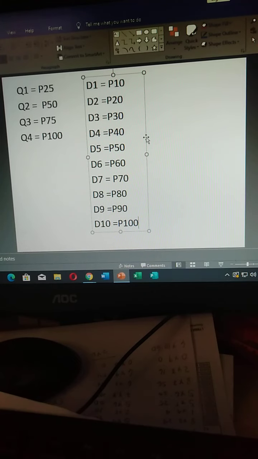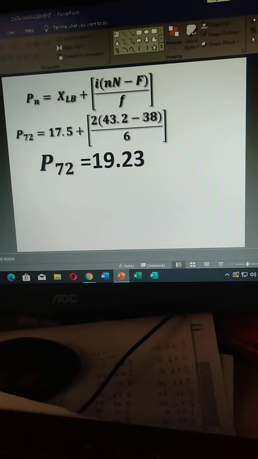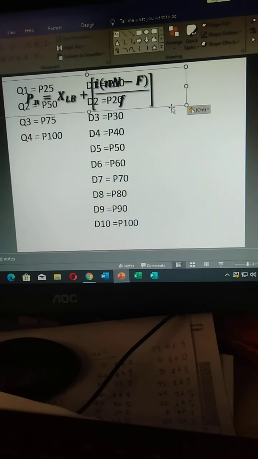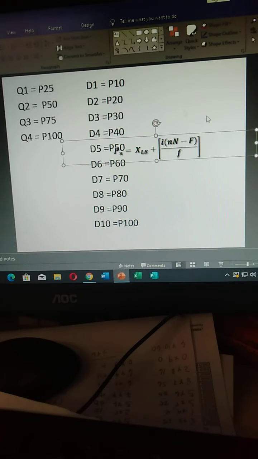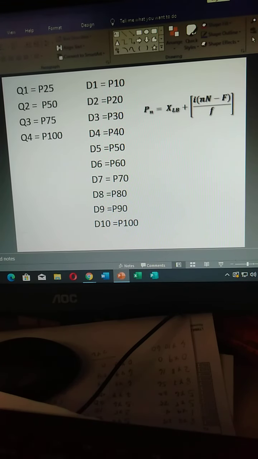Ayan. Ito ngayon yung sinasabi natin. Sinasabi ko kanina na kahit decile yung hinahanap, kahit quartile yung hinahanap, pwede mong gamitin yung formula, okay? Itong formula ni percentile. So, magiging 3-in-1 formula ang magiging kalabasan nito. So, ito siya. Ito yung formula natin.